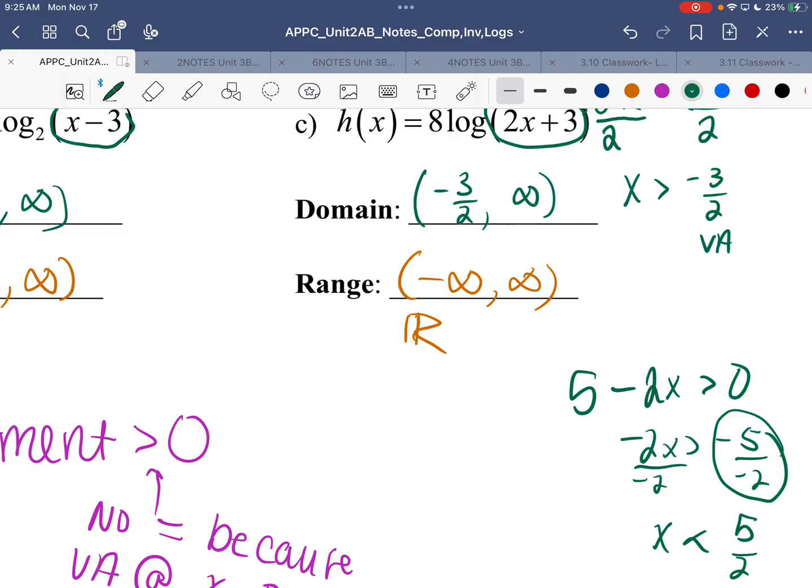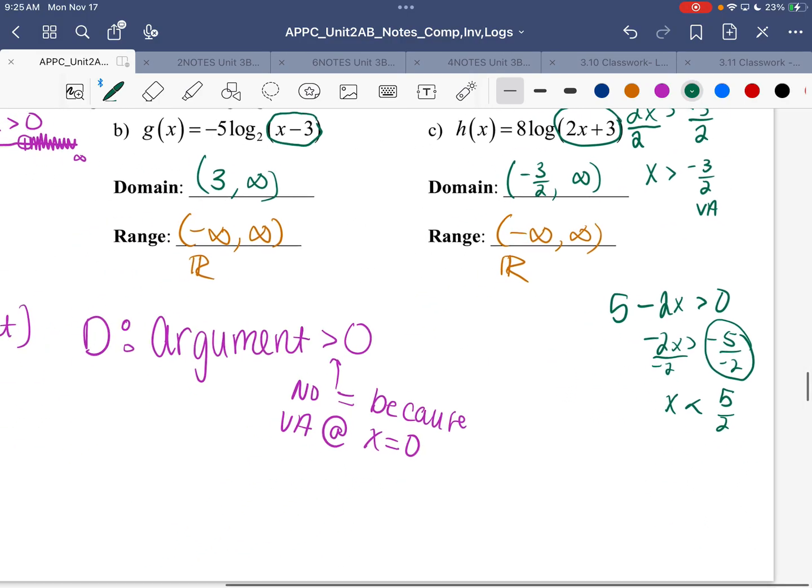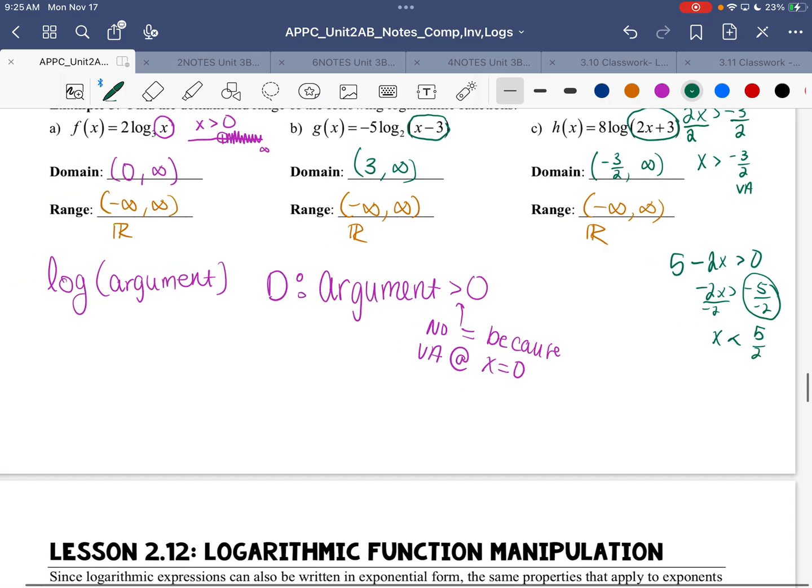All right, let's go to 2.12. Sort of just as snappy of a lesson.